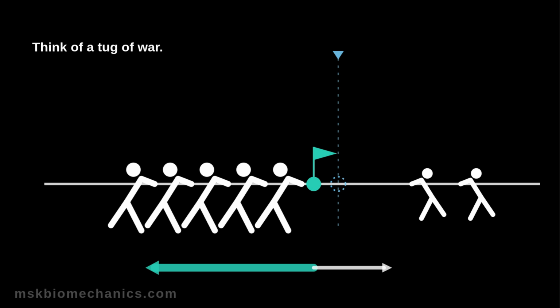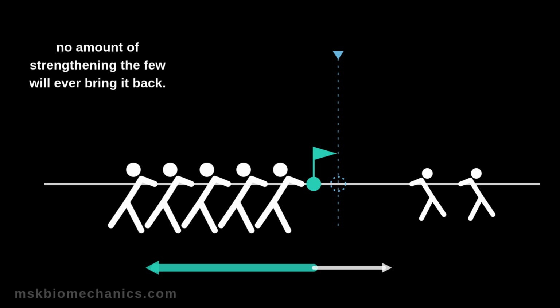Think of a tug of war. On one side, a large team pulling hard. On the other, a few weaker. The goal is to keep the marker at the center. If the many pull, no amount of strengthening the few will ever bring it back.